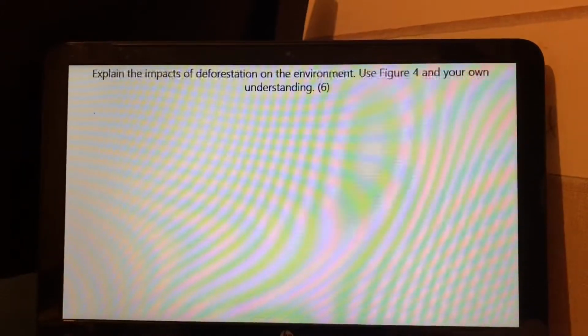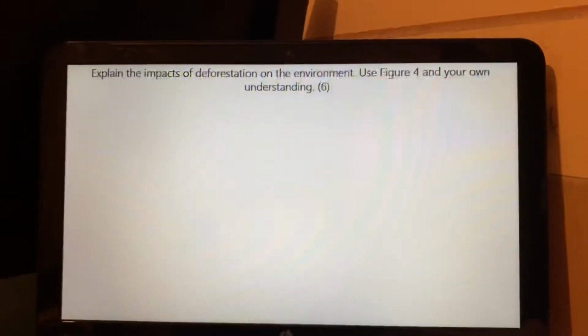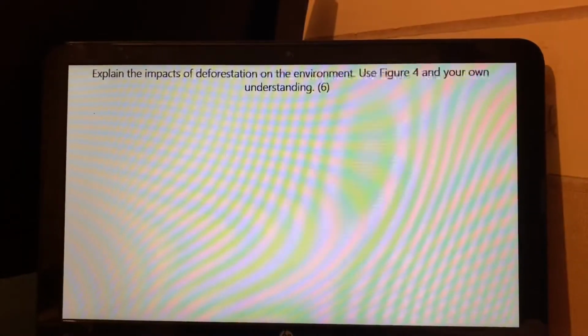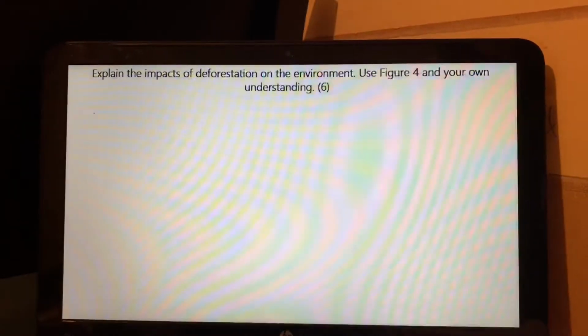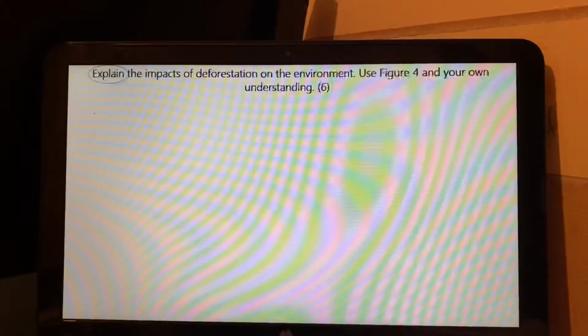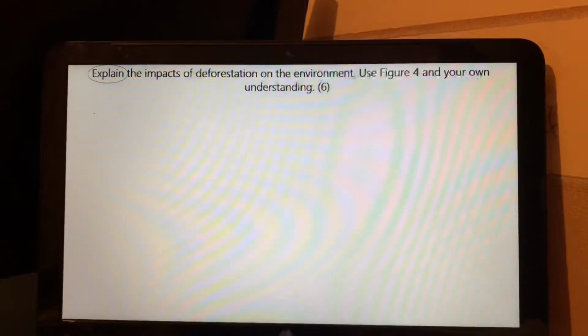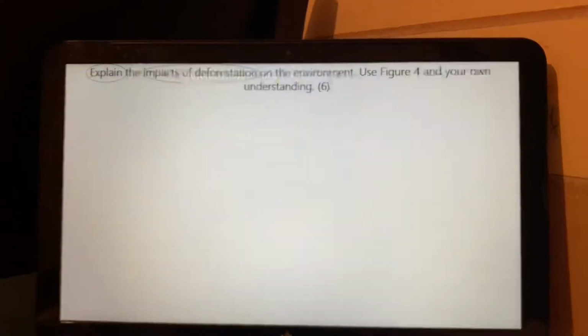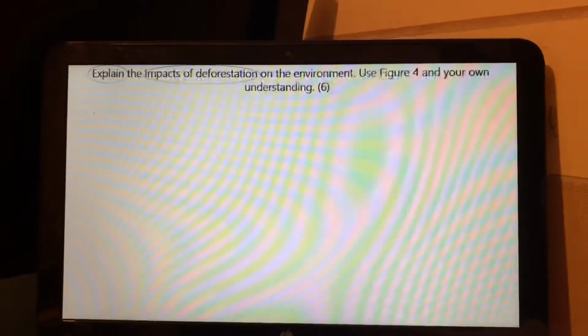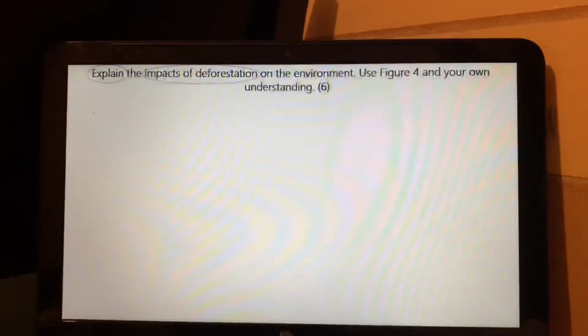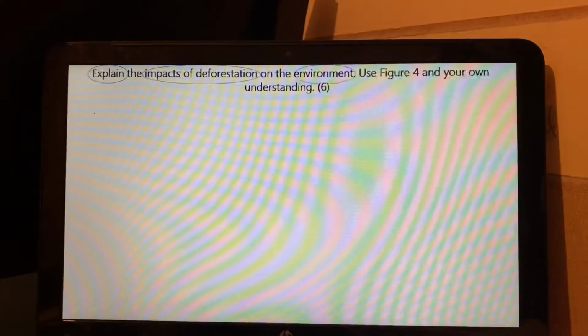So in an exam, quickly, you've got about 30 seconds to underline, circle the key things they're asking you here. So I've done this for you here. Obviously it's an explain question, so that's the command word. The focus is on the impacts of deforestation, so not the causes. And it's so important that you stick to the question. So the impacts, and they specifically pointed out the environment here.